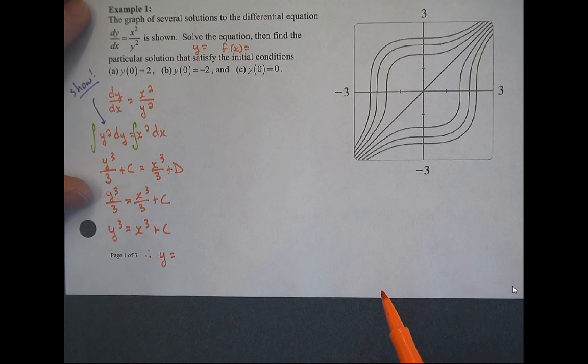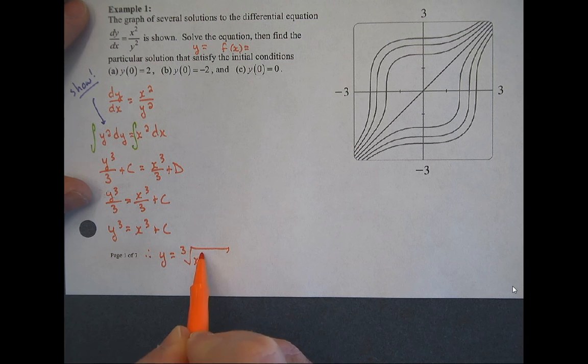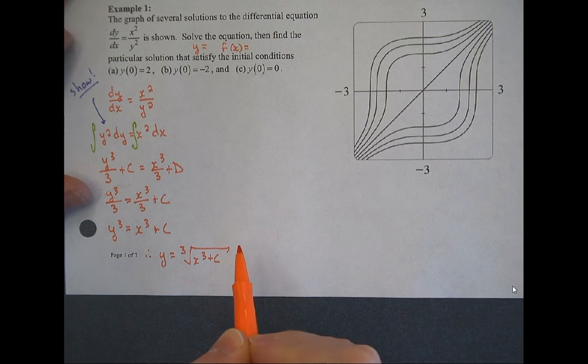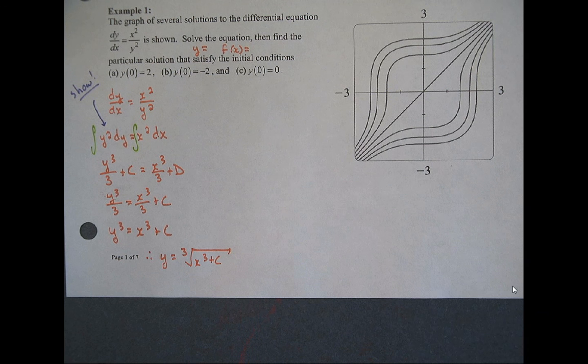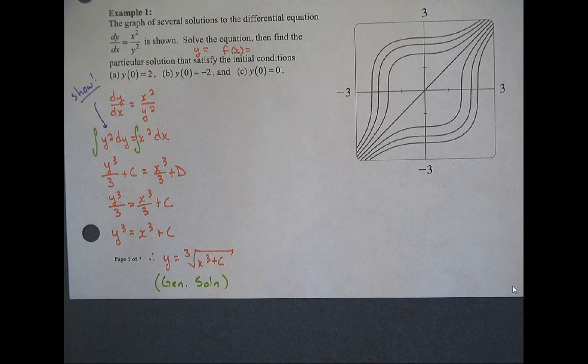Now, do you need plus or minus? You do not. We are cube rooting. Cube roots, if they're positive, come out positive. If they're negative, come out negative. This is what we call the general solution. That's general because we don't have a value for c yet.